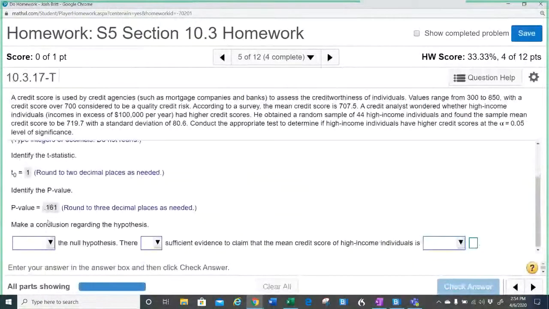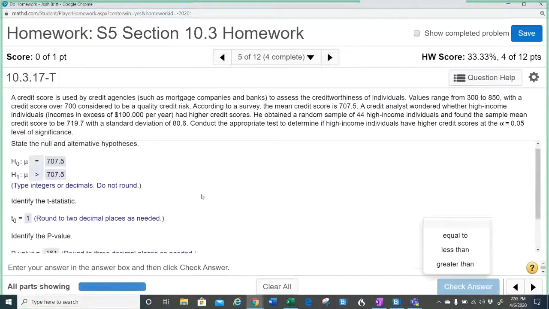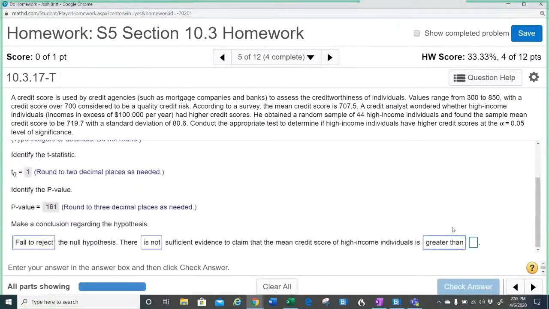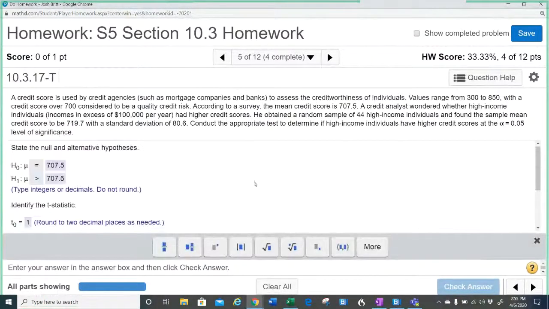So that's a large p-value, so we fail to reject. There is not sufficient evidence to support the claim that the credit score for high-income individuals is higher than the standard of 707.5.